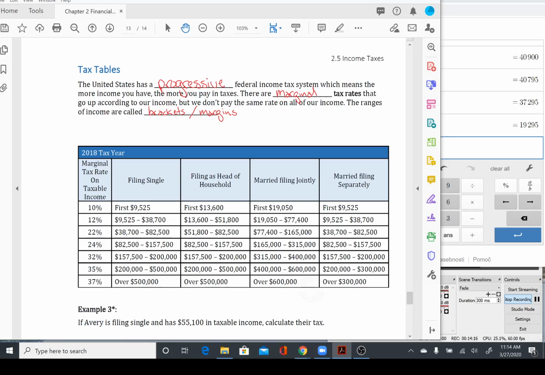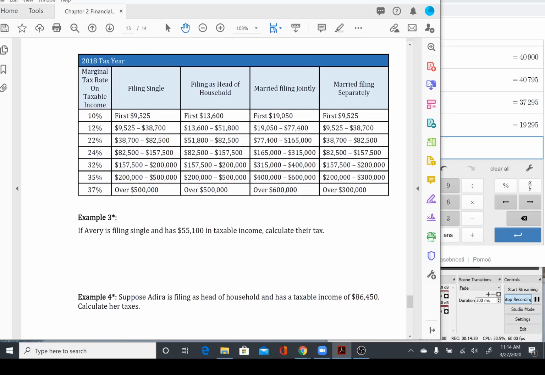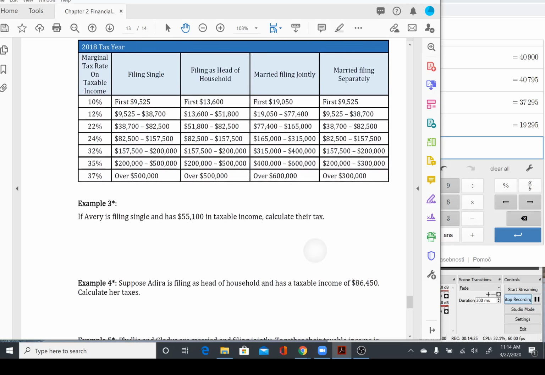And this is the math that I really want us to focus on. This is the largest misunderstanding or misconception that folks have about how you are taxed. Even though someone might fall into, let's say, the 22% tax bracket, not all of their income will be taxed at 22%. The income that falls into the lower tax brackets will be taxed at that lower amount first.